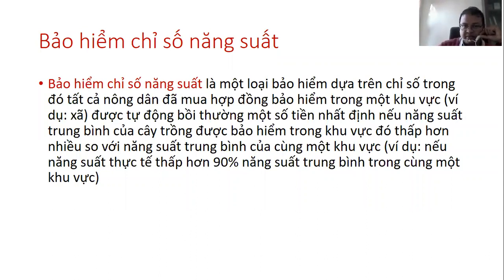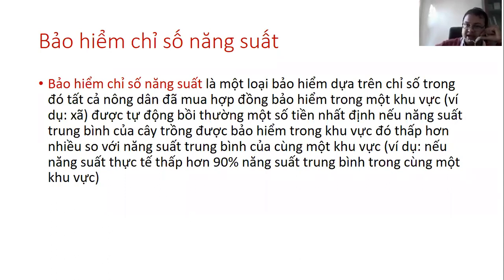But so essentially, coming back to the official definition, yield index is a kind of index insurance product where all the farmers who have purchased the insurance product in the area, for example, let's say the area is a commune, would be automatically compensated by a certain amount if the average crop yield in that particular area is below a certain threshold. So, for example, the average yield might be based on the historical yield, and in that case, the trigger threshold might be set at a certain percentage of the historical average.